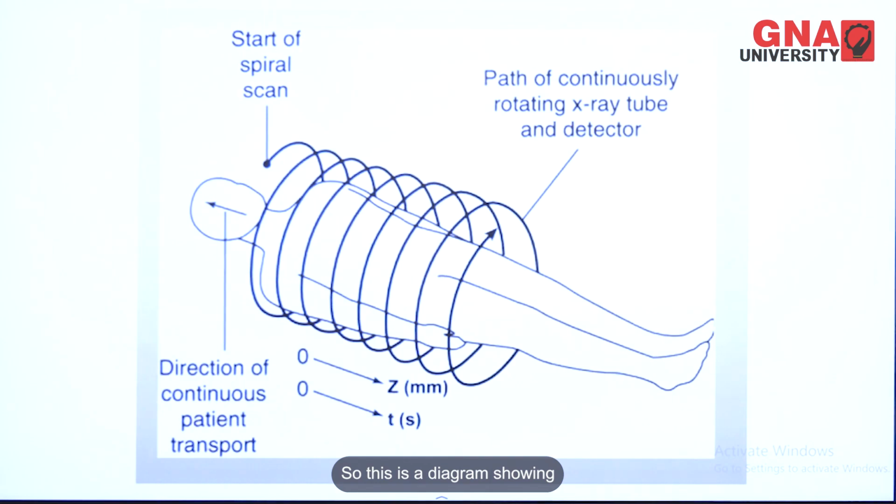So this is a diagram showing the volumetric data acquired by the helical or spiral CT. Instead of taking single slices and adding them together, we start at one place. Due to the continuous motion of the X-ray tube and the detectors, we are able to acquire the volumetric data, and in one single breath hold, we can image the whole region of interest.